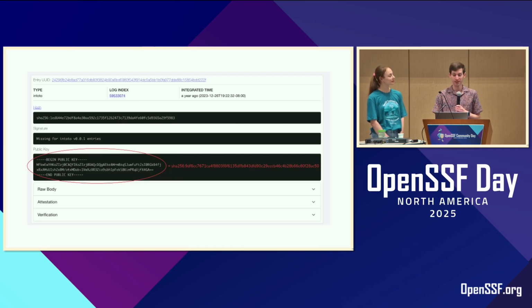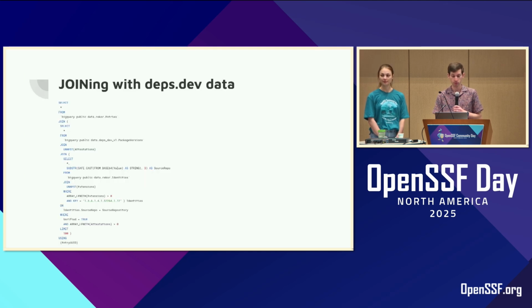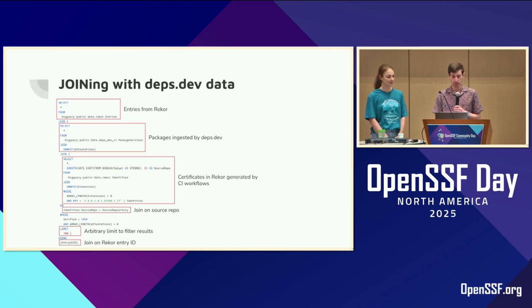So this was just one insight that we dug a bit more into, and we'd encourage researchers to poke around the data set to try to find more insights and trends. So for the last query that we want to show off, we wanted to try to join across multiple data sets. And so here we'll join Rekor's data set with a table from the deps.dev data set. There's a lot going on in this query, so let's dig in.